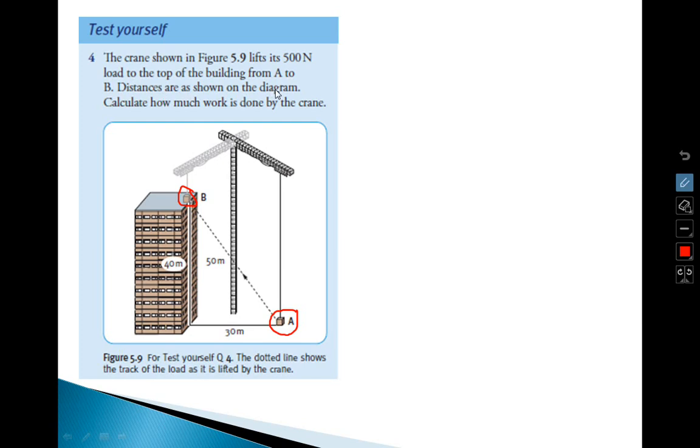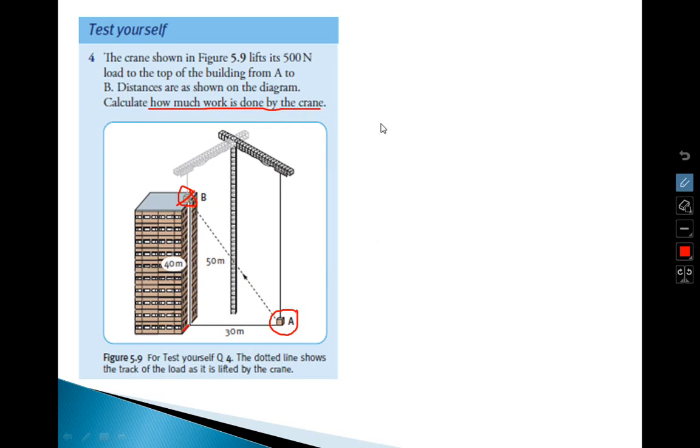Distances are shown on the diagram. We have different distances here: 30 meters from the building, 50 meters from point A to point B, and 40 meters from the ground up to the top. We need to calculate how much work is done by this crane. The work done, I will give you some explanation.